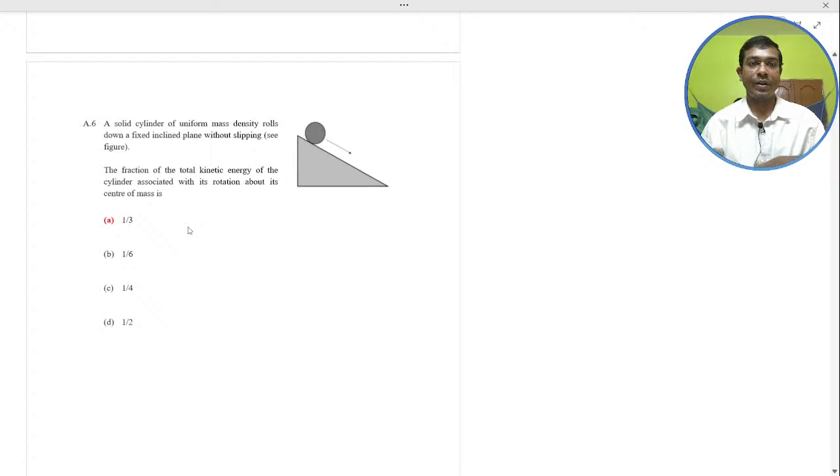Next, a solid cylinder of uniform mass density rolls down a fixed inclined plane without slipping. The fraction of the total kinetic energy of the cylinder associated with its rotation about its center of mass is what? Try yourself and give me the feedback of the answer first. Then look upon my solution on the board.